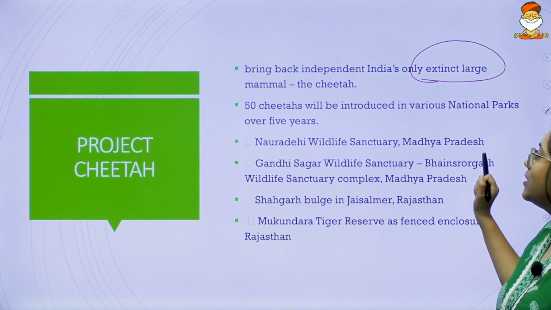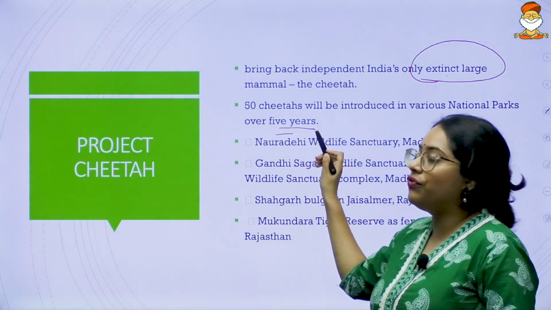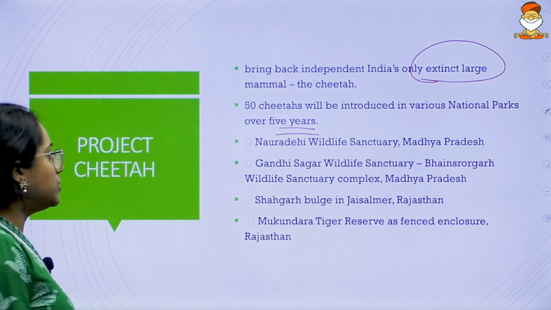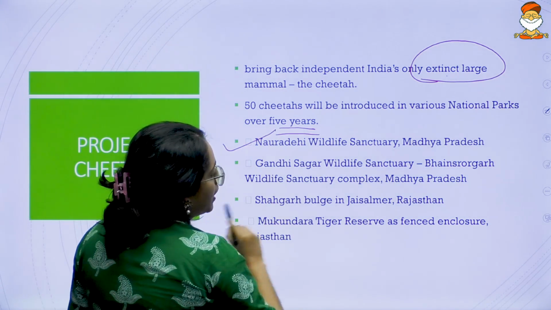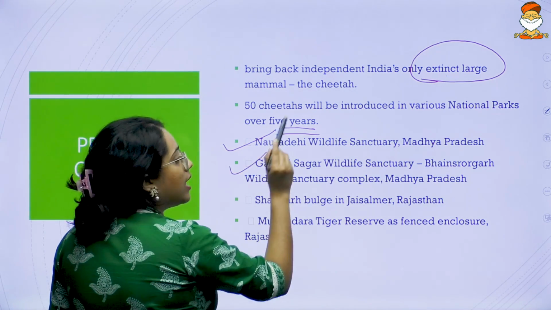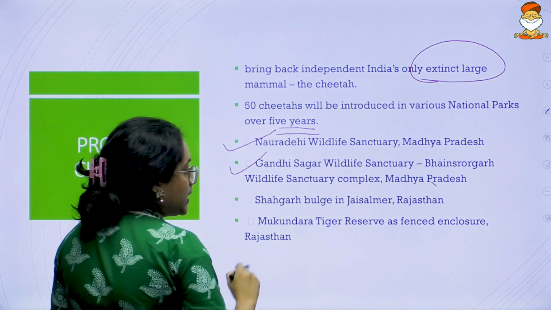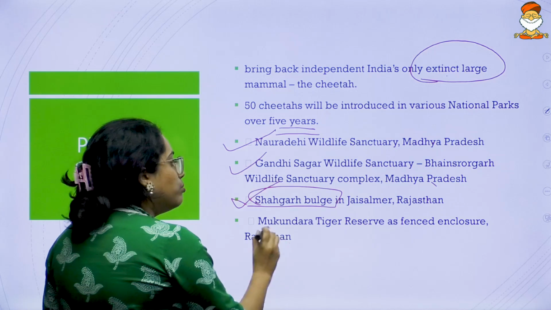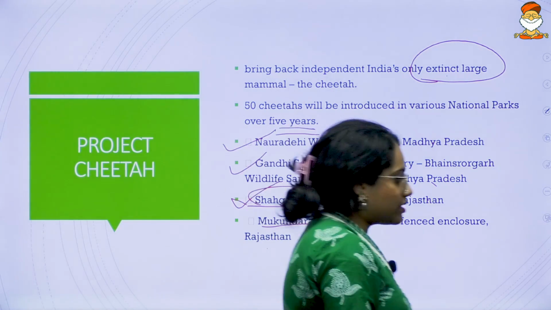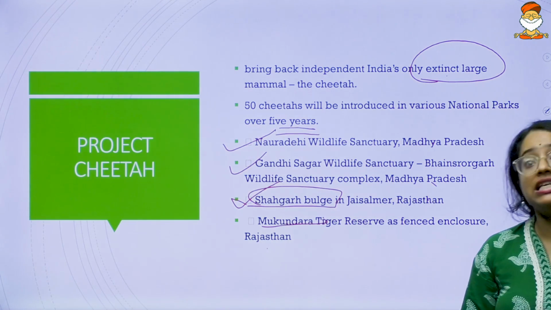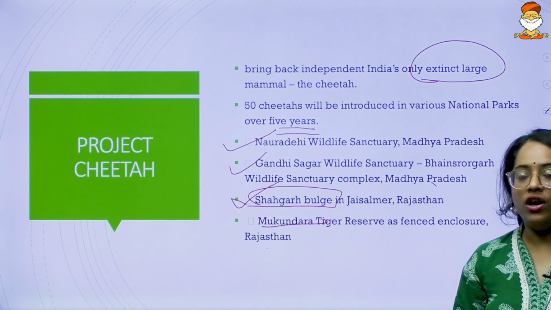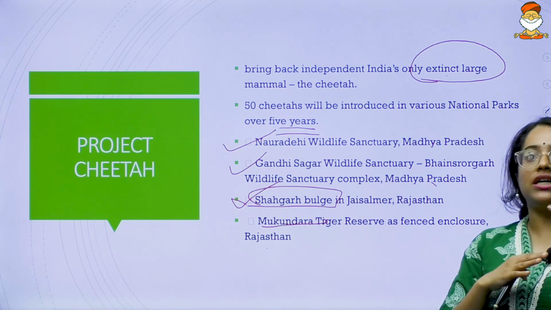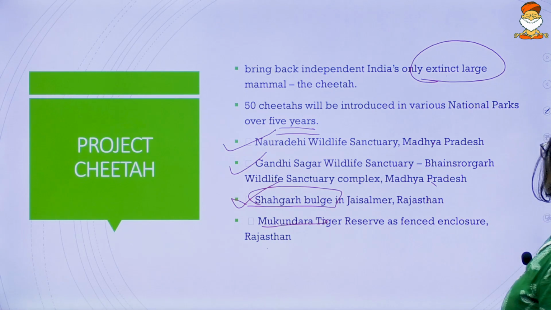50 cheetahs will be introduced into various national parks in 5 years under the project Cheetah, and the places that have been listed under this are Nauradehi Wildlife Sanctuary in Madhya Pradesh, Gandhi Sagar Wildlife Sanctuary again in Madhya Pradesh, Shergarh area in Rajasthan, and Mukundra Tiger Reserve in Rajasthan. So these are all the areas that have been listed as those sites for project Cheetah. So both Madhya Pradesh and Rajasthan are involved in this cheetah rehab program.